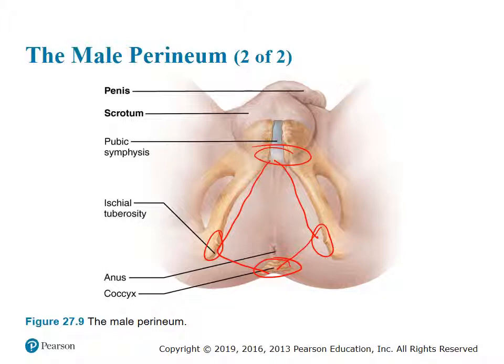So again, the perineum holds the scrotum in place right here. Then internally it holds the root of the penis, right? Okay, so you see this as well.